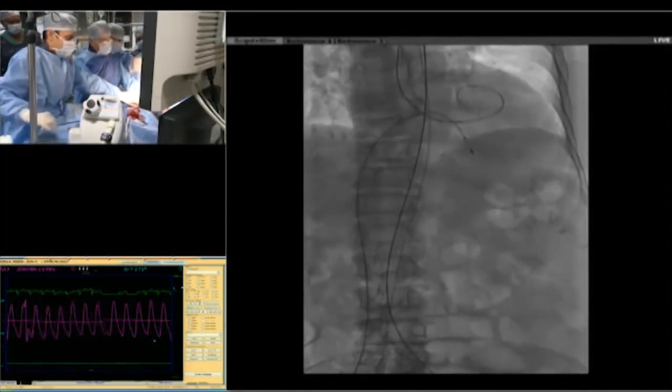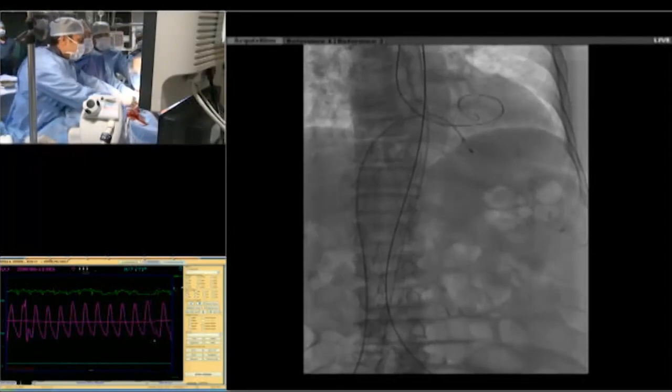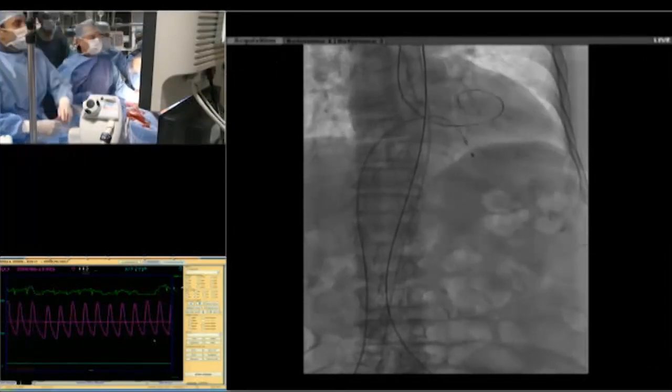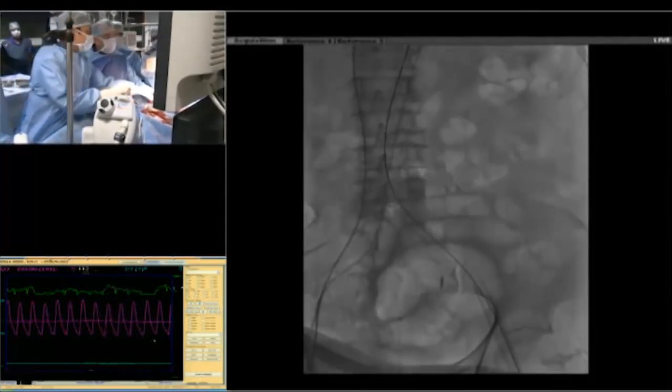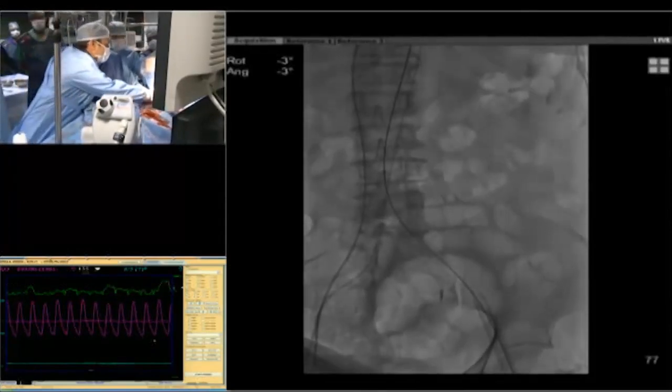Okay. So what we have done is we have advanced the sheath. Now show the tip. Tip of the sheath is visible? Sure. Yeah, we are in. We're good. That's good enough. We'll not go more than that.